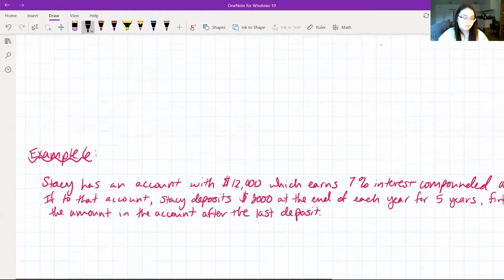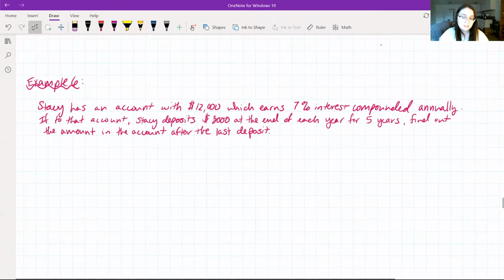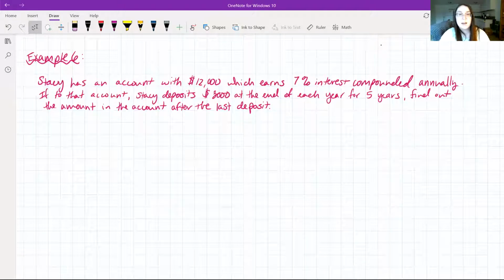All right. Now moving on to example 6, we have Stacy has an account with $12,000, which earns 7% interest compounded annually. If to that account, Stacy deposits $3,000 at the end of each year for 5 years, we want to find out the amount in the account after the last deposit. So what we're saying basically is that we have this account, it has $12,000 on it, it's making 7% interest annually, but now we're going to start depositing $3,000 at the end of each year for 5 years. So we want to see how much our account has made by the end of 5 years.